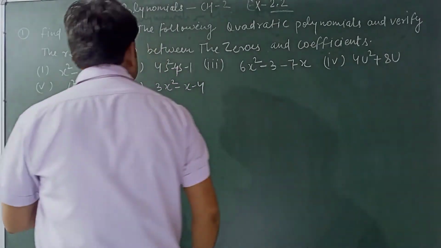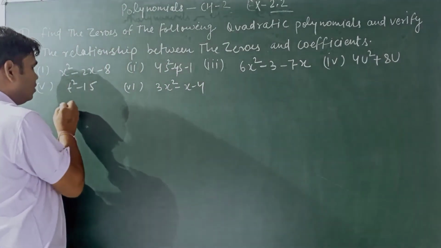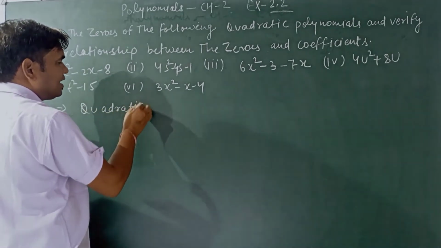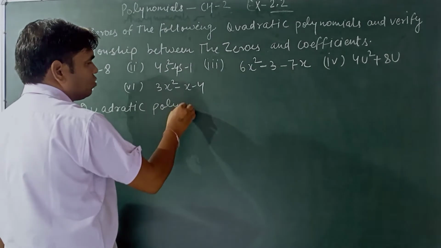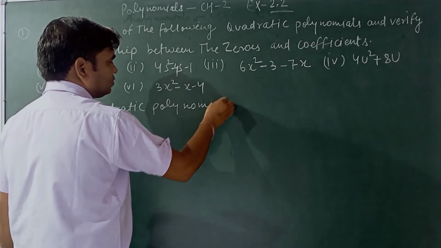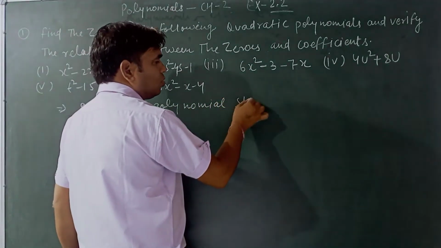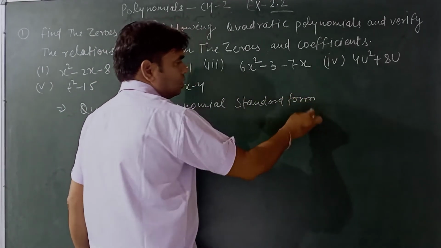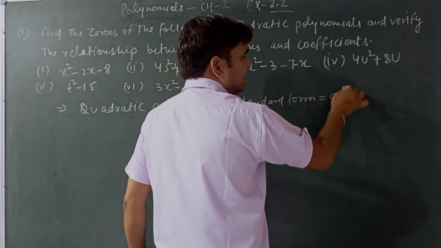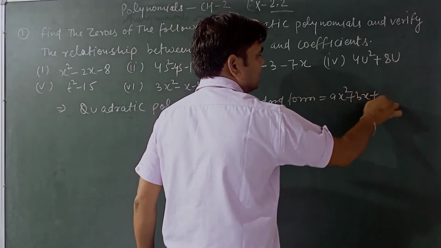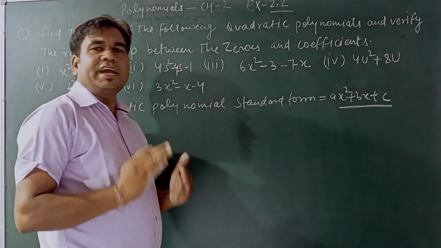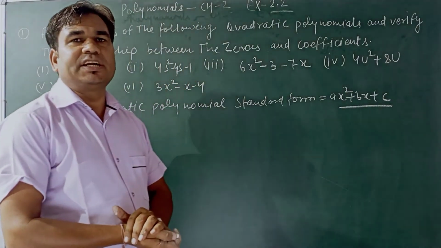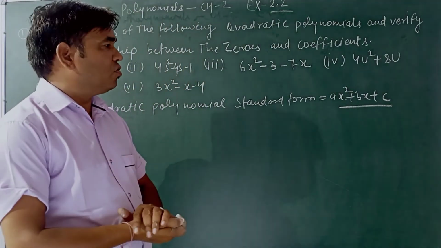So we discuss the quadratic polynomial and its standard form. It means to say ax square plus bx plus c. So ax square plus bx plus c is the standard form of quadratic polynomials.